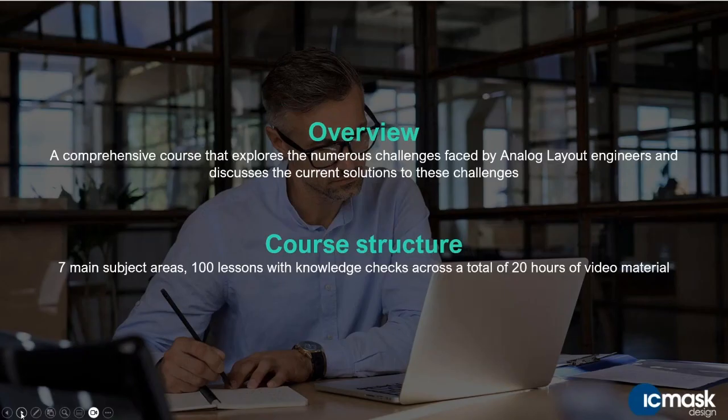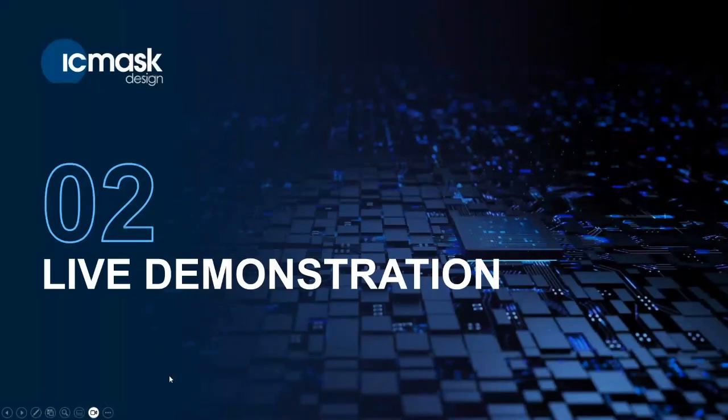So the structure of the course I'm going to show you is broken down into 7 main subject areas, which I'll show you shortly. There are approximately 100 lessons with knowledge checks throughout the course to check your understanding and to make sure that you're understanding the content. And it's approximately 20 hours of content within the training course itself.